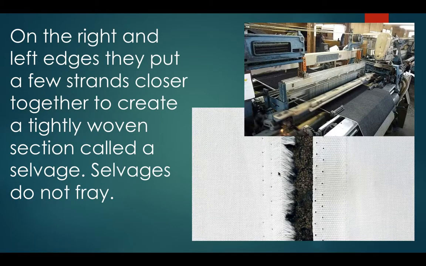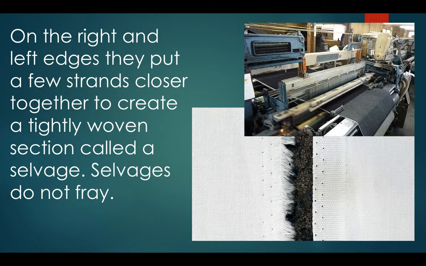On the right and left edges of the fabric, so we've got all this yarn laid out on the loom here, this left side and that right side. They put some of those lengthwise grains closer together to create a more tightly woven edge. This section is called the selvage. The selvage is its name. Selvages will not fray. The way they're woven won't allow the threads to fall back apart right here on the edge. It might look like it right here, but it won't fray because of how it was woven really tight right here. These edges will just stay there fluffy.